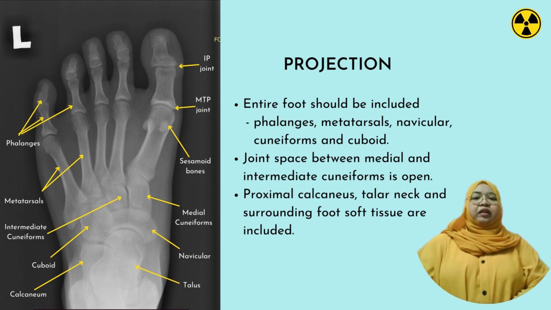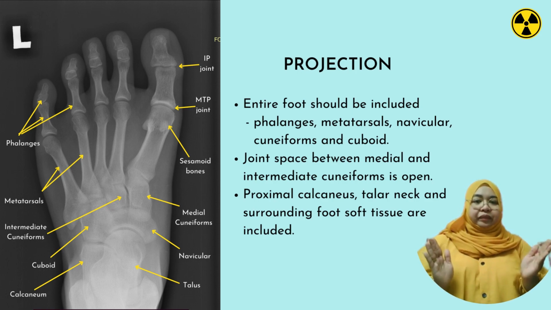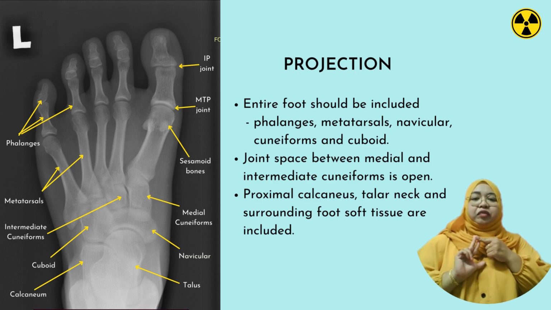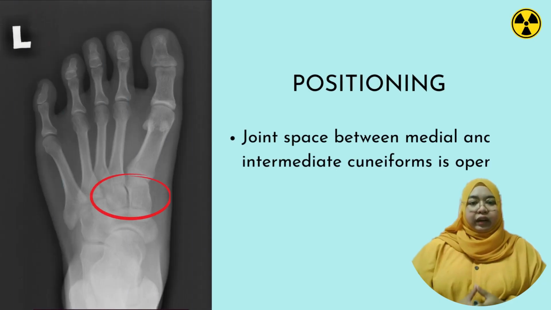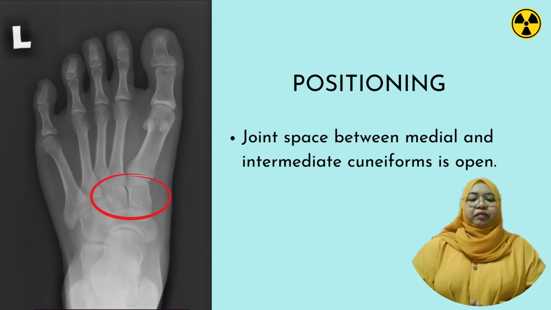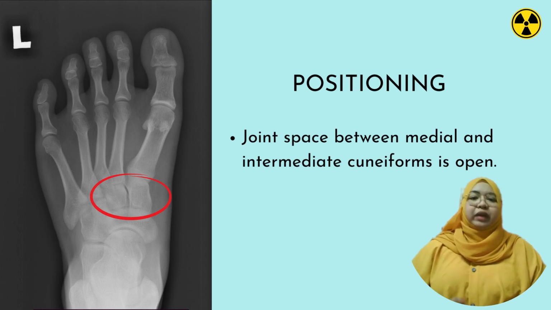Other than that, the joint space between medial and intermediate cuneiforms needs to be open. Then the proximal calcaneus, talus neck, and surrounding foot soft tissue need to be included. Next, we will move to the correct positioning of this radiograph. So this radiograph positioning is correct. Why? Because the joint space between medial and intermediate cuneiform is open.